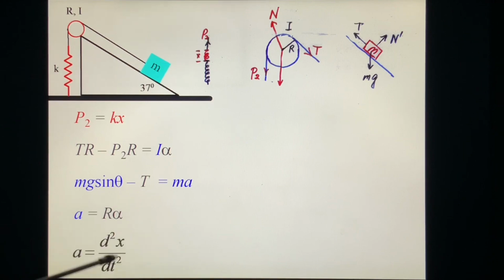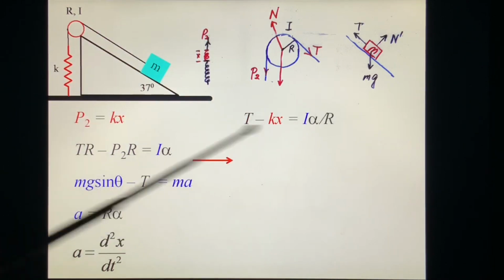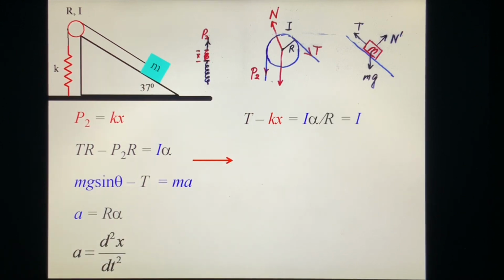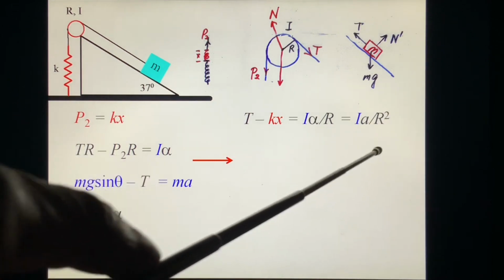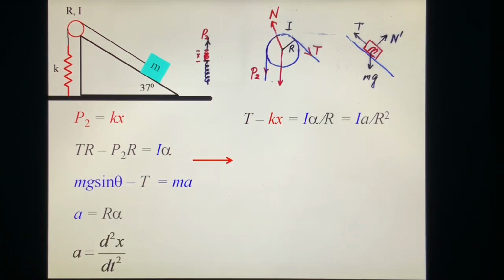So from these 5 equations, principally we can find the answer. What we do, now we look at, we put the k, P2 insert this one, okay? So we get T minus kx equal to I alpha over r. We move this r over here, okay? And we also have r alpha equal to a over r. So a over r, you get this one, right?